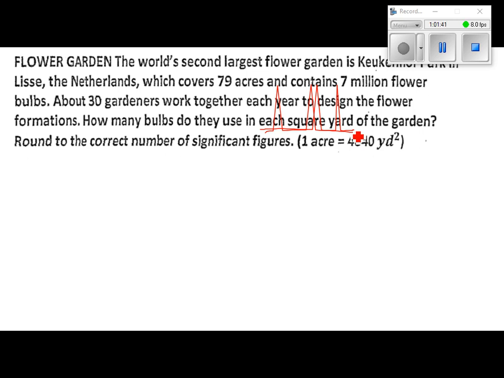All right, so on this, we got 7 million flower bulbs. So this is what we're going to start off with, 7 million. Is that enough zeros? Yeah. And we're going to divide it by, how many acres are there? 79. Somebody divide that for us.